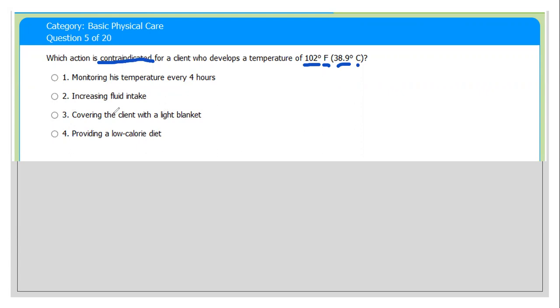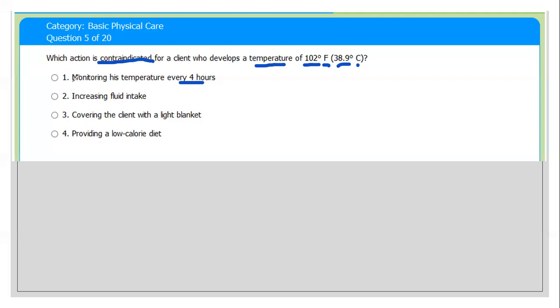Imagine I am not sure what the answer is. Let me give you a clue to answer this question. The examiner is asking what is contraindicated for a patient with a body temperature of 100.2. Number one, monitor his body temperature every 4 hours. Body temperature is a vital sign, and my patient is not stable. If the patient is unstable, check the vital signs every 4 hours, nothing abnormal. So is the action contraindicated?